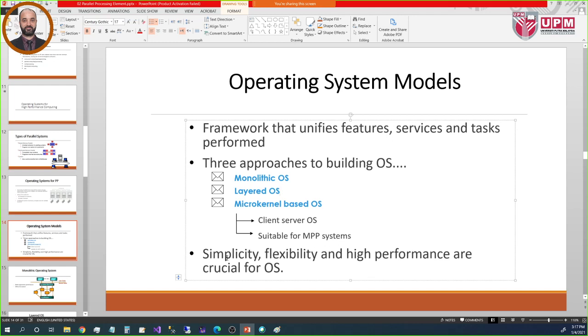Okay, so here simplicity, flexibility, and high performance are crucial for the operating system. So that's why the microkernel based operating system is suitable for cloud computing and parallel computing. They have a very high level of simplicity, a very high level of flexibility, and they also perform their processing highly. Okay.